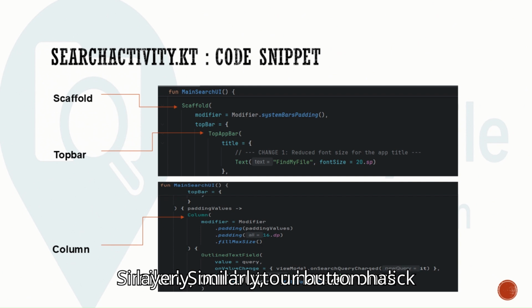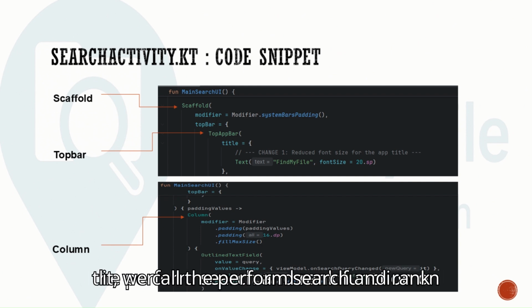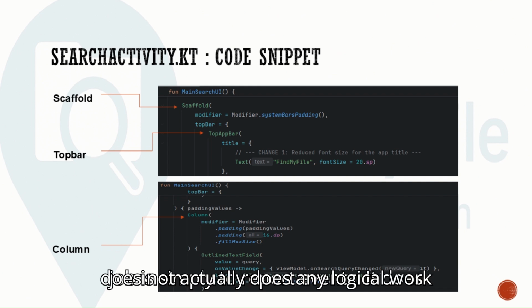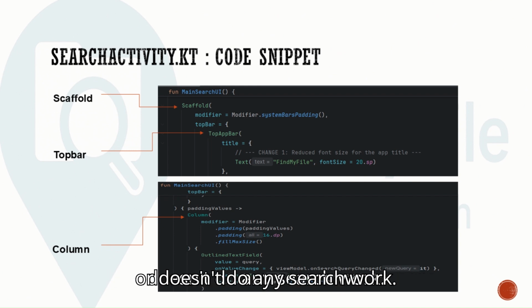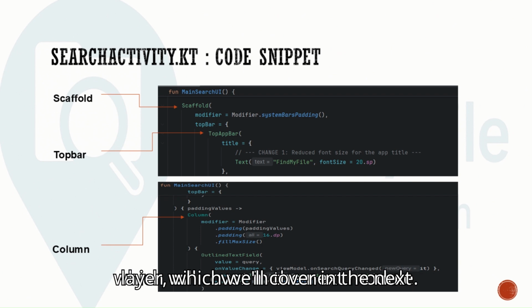Similarly, our button has an onClick lambda. When the user taps on it, we call the performSearchAndRank function on our view model, which is the logical layer. So you will notice how the UI's job is simply to report events. It does not do any logical work or any search work. That work will be done in the next layer, which we'll cover in the next module.